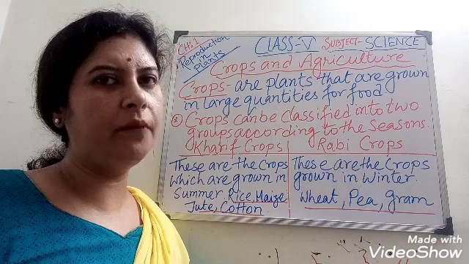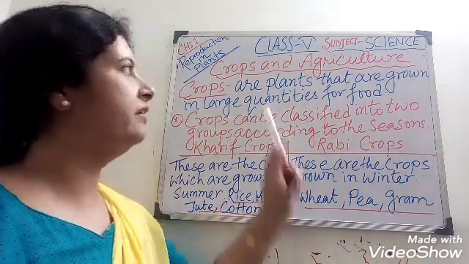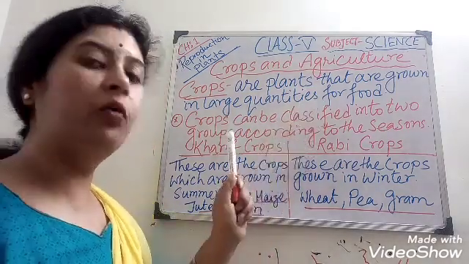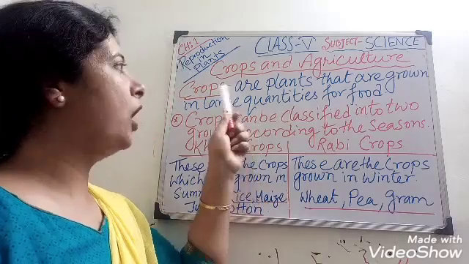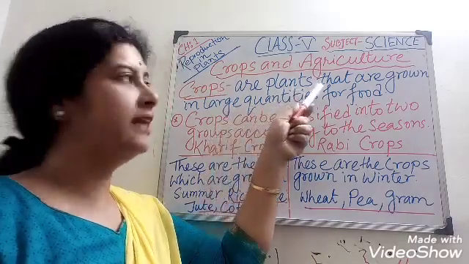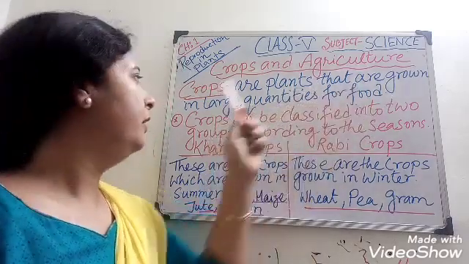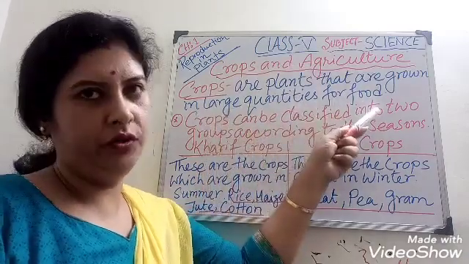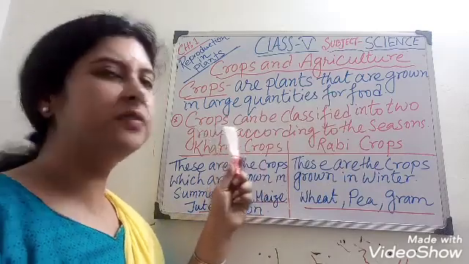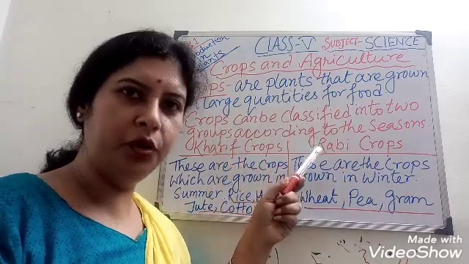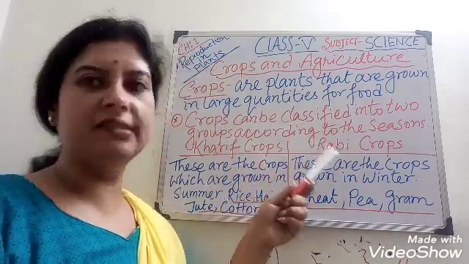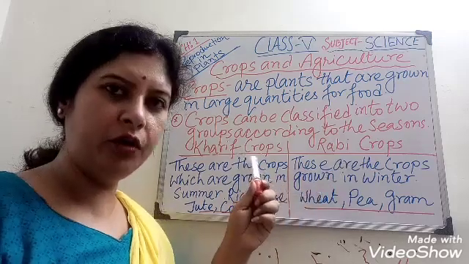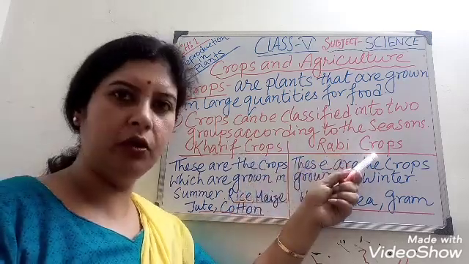Now our next topic is crops and agriculture. Now what are crops? Crops are plants that are grown in large quantities for food. Crops can be classified into two groups according to the season. One is Kharif crops and the other one is Rabi crops.